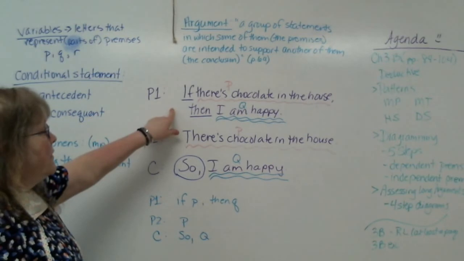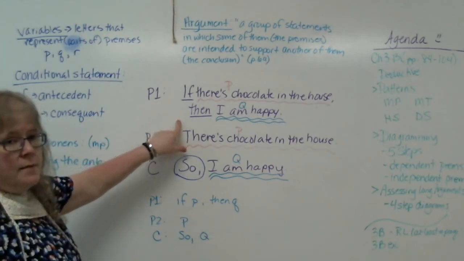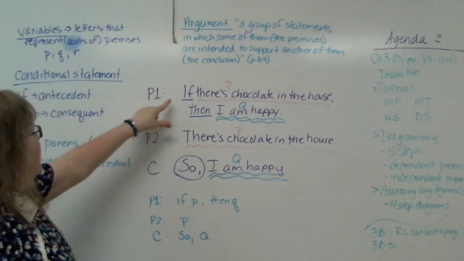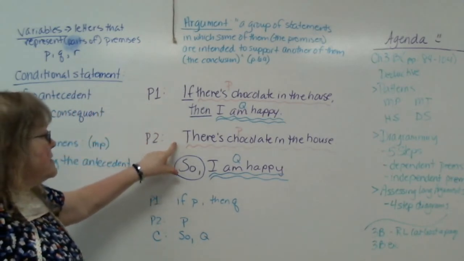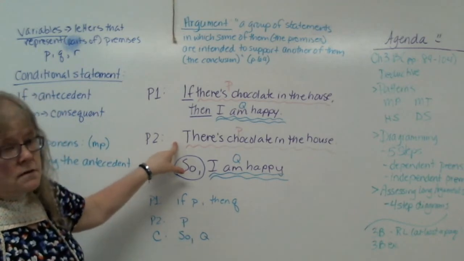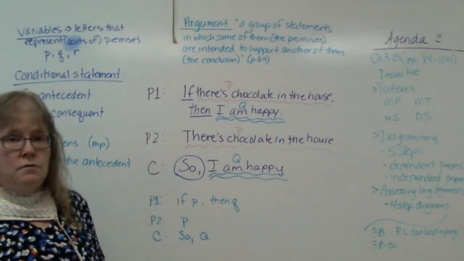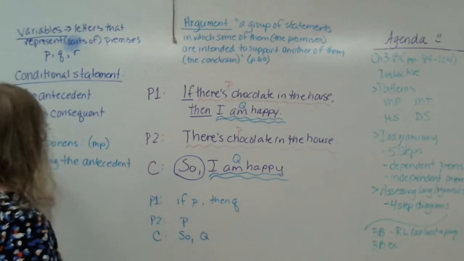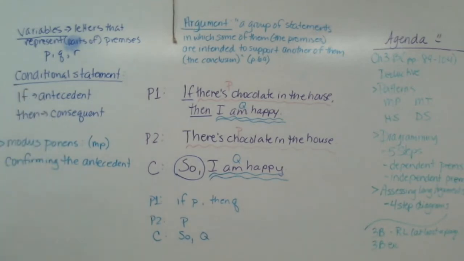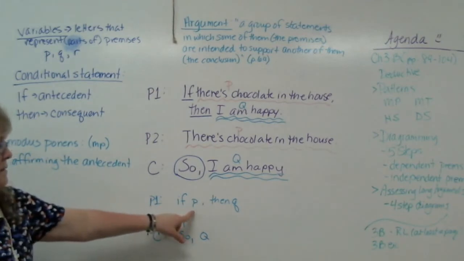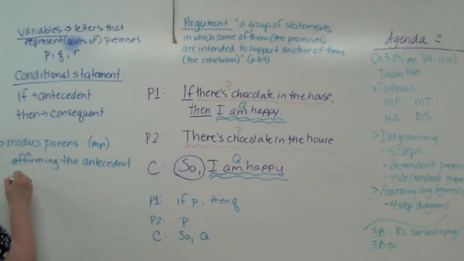We say, if there's chocolate in the house, then I am happy. This is the antecedent. So if I then say for my second premise, oh, by the way, there really is chocolate in the house, I'm confirming that that conditional is actually true. So I'm affirming, what does he use? Affirming, sorry. You know I don't edit these things, so I have to go back and edit as I go. Affirming the antecedent. It always looks like this, and it's always valid.